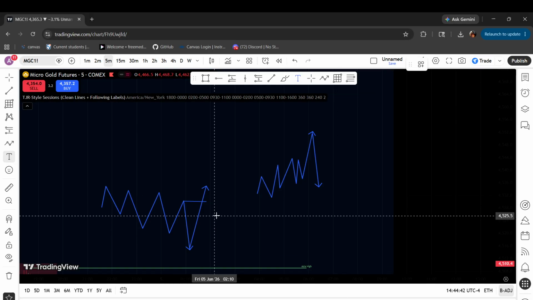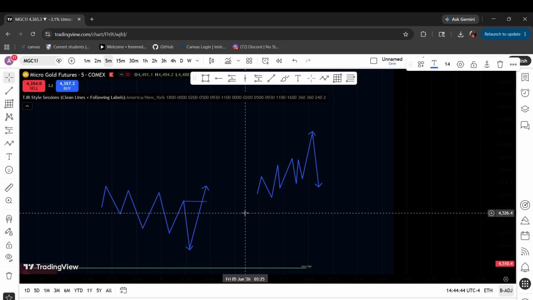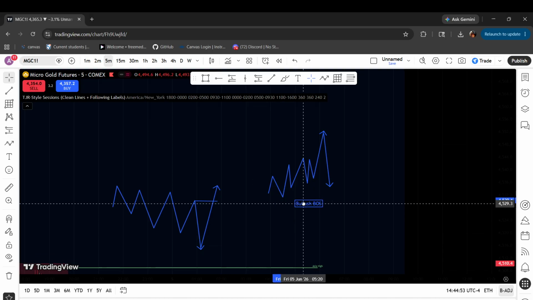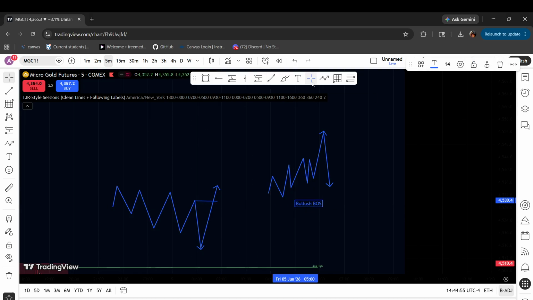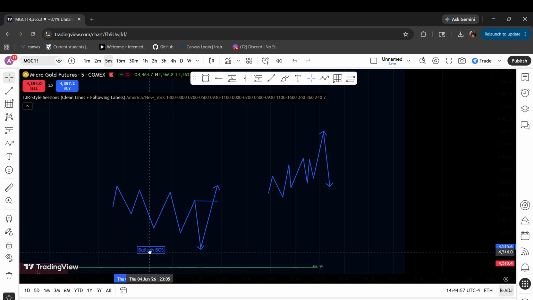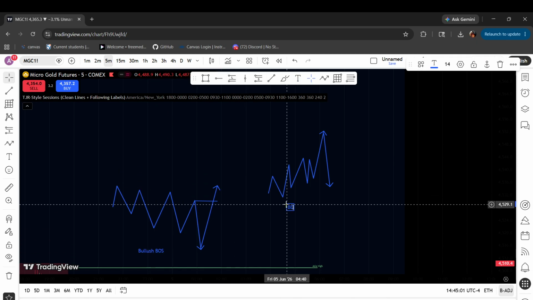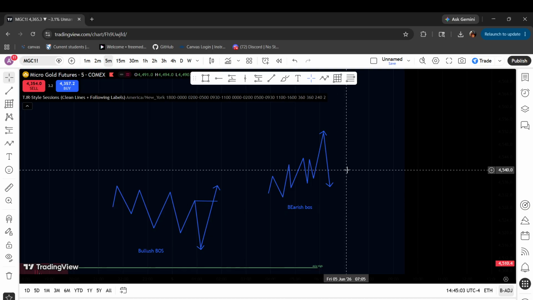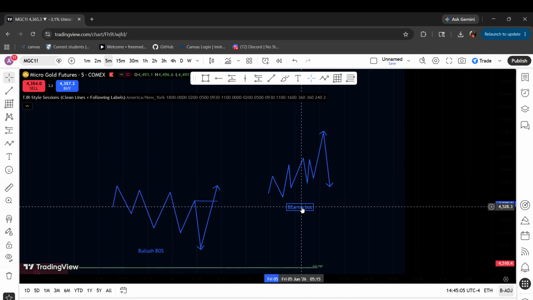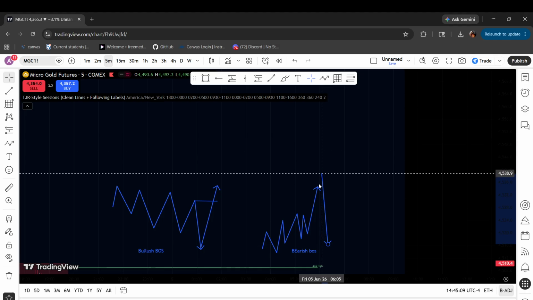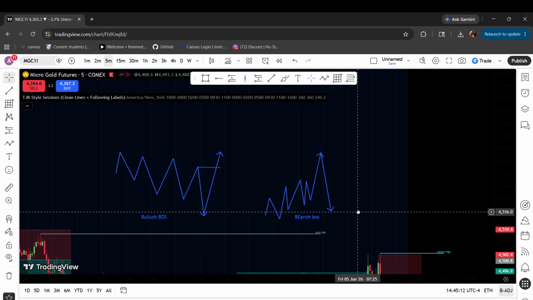Let's give you guys some text, just to make sure that you guys can understand what we're going through. So we're going to look for a bullish BOS. Actually, no, let me write it here. Bullish BOS, or sorry, bearish BOS. This is a bullish BOS that we're breaking, and then we have our bearish BOS. So that's something we can look for. So we have our bearish BOS, and then we have our bullish BOS, right?